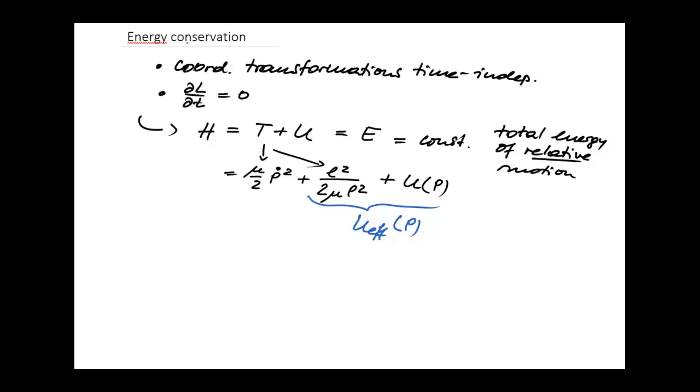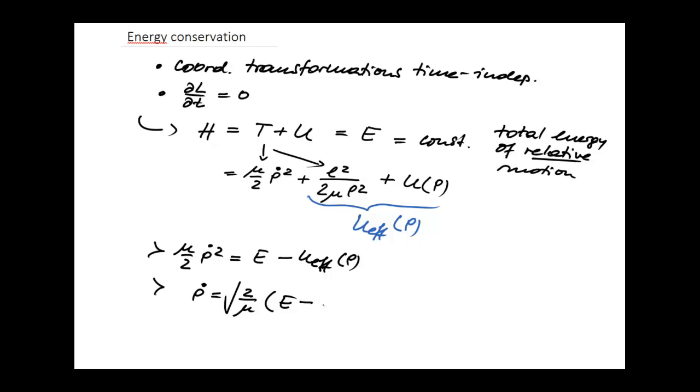Now, the sum of kinetic and potential energy is this constant E. We can solve that for rho dot. So we can first write mu over 2 rho dot squared equals this constant E minus the effective potential as a function of rho. Or we solve it for rho dot. This is the square root of 2 over mu times E minus the effective potential of rho.